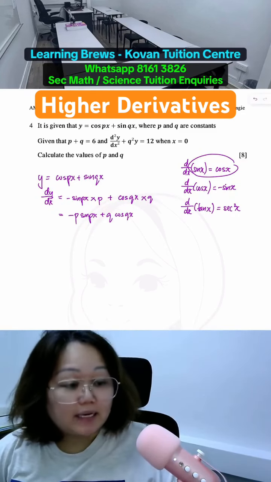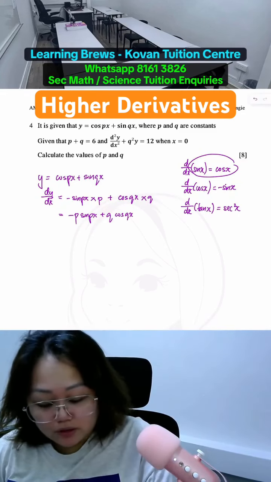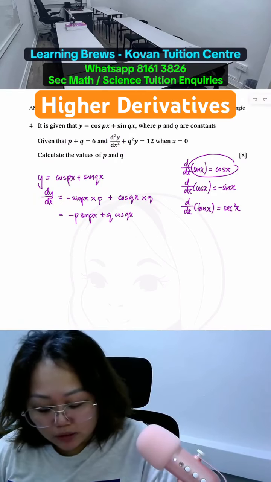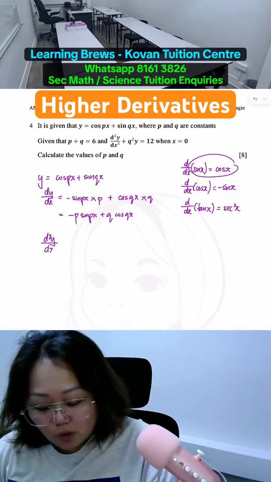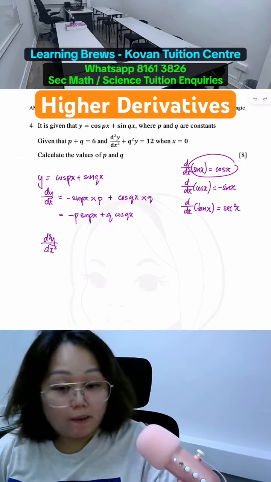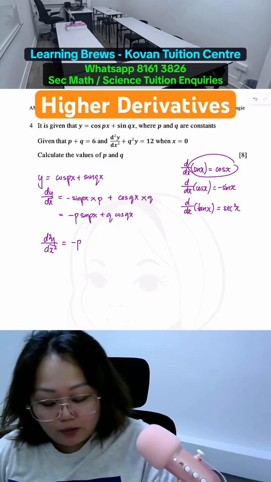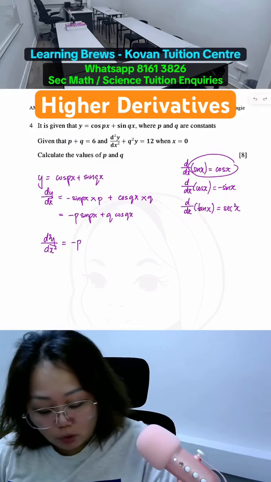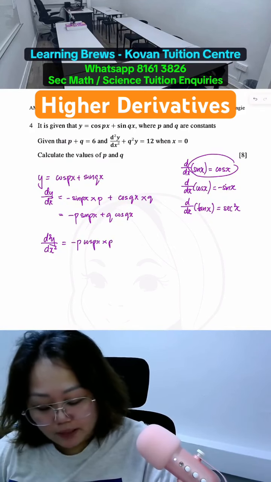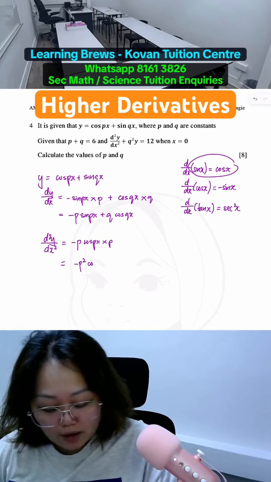This is dy over dx. I need to do one more differentiation because d squared y over dx squared is involved. So let's differentiate one more time, referring to this one. Differentiate minus p sine px, I will have cosine px multiplied by p. So in this case, this is minus p squared cosine px.